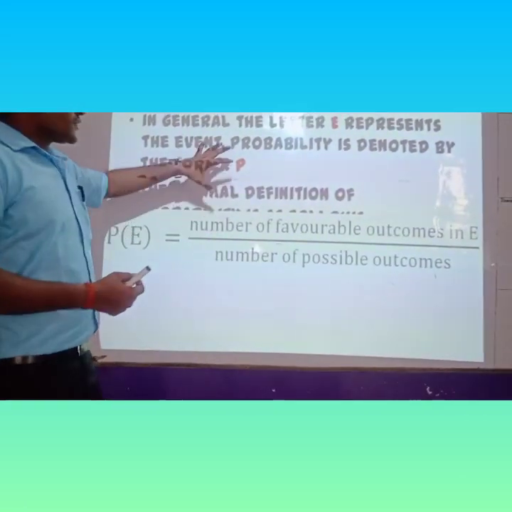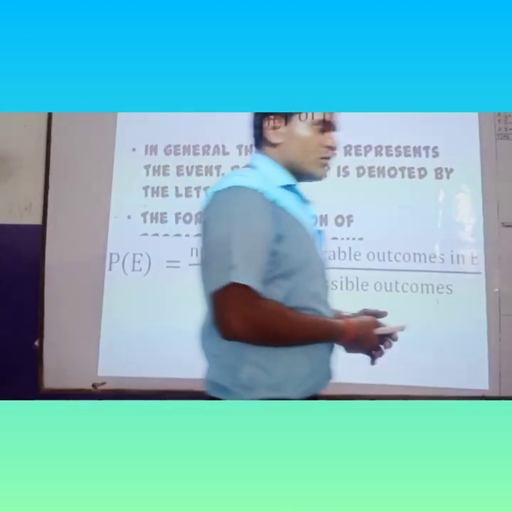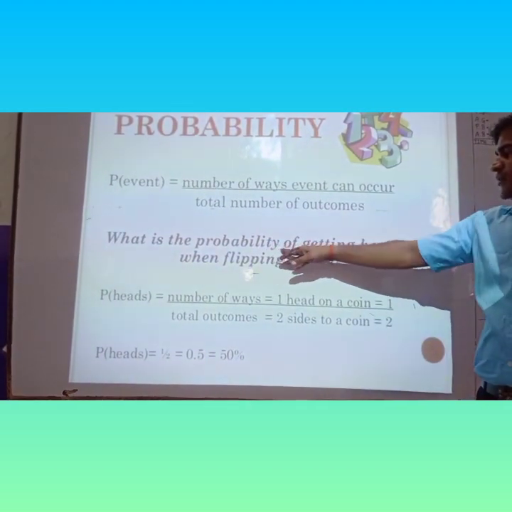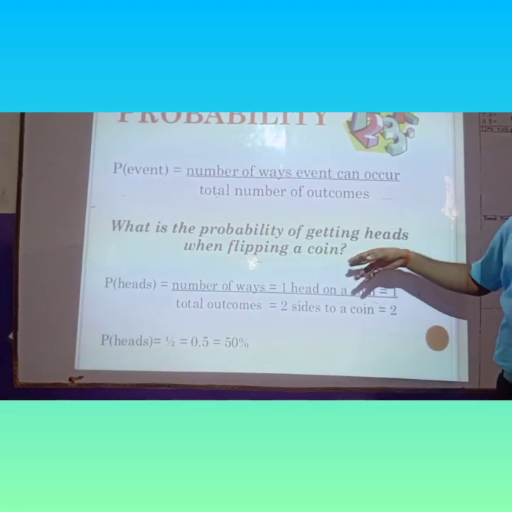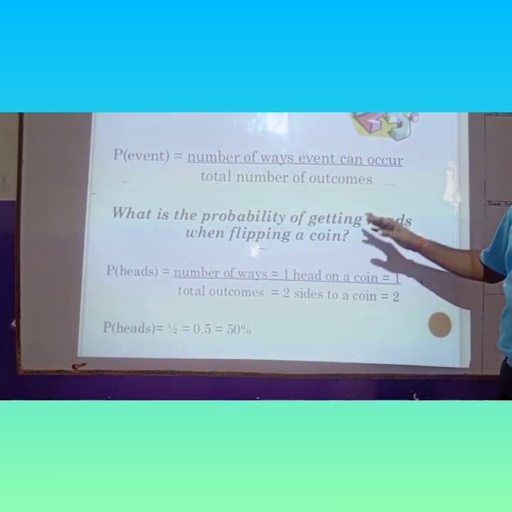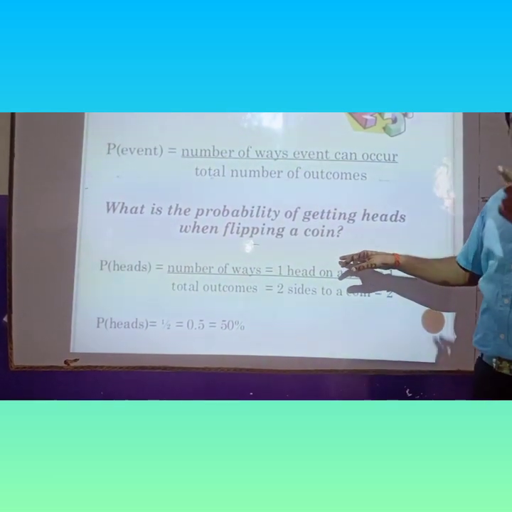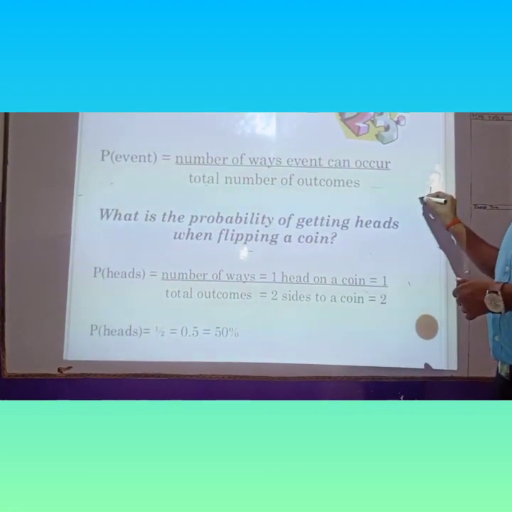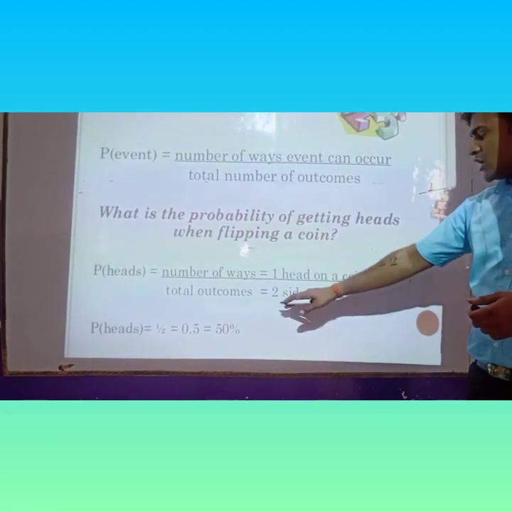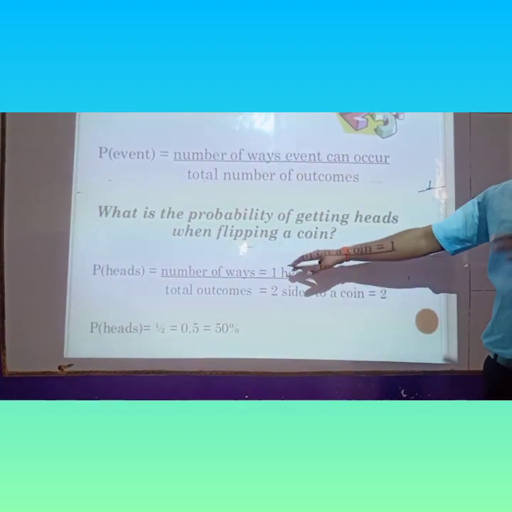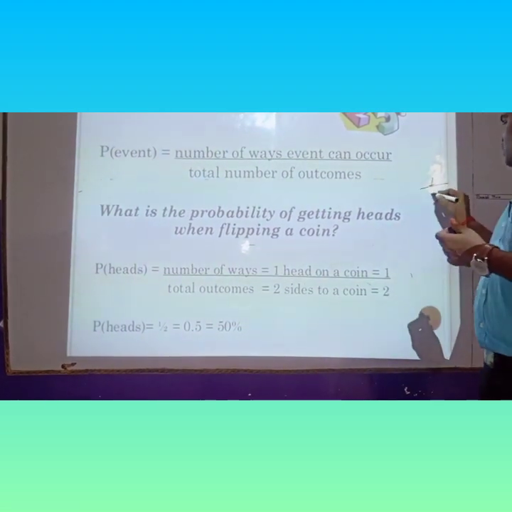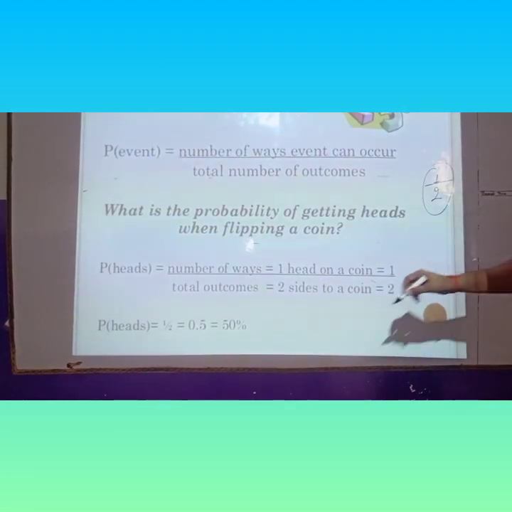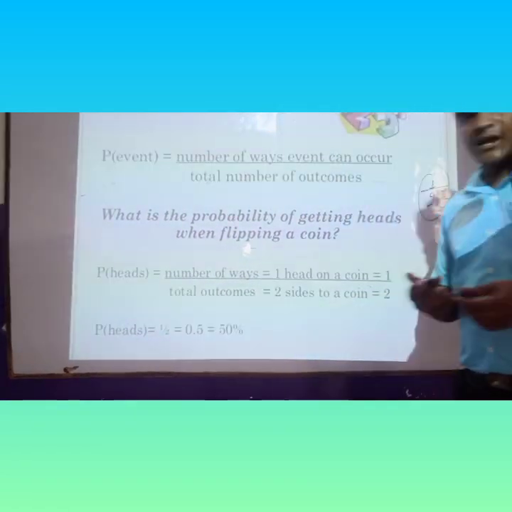Now we are going to practice some problems. What is the probability of getting heads when flipping a coin? So, the probability of getting heads. Children, the favorable outcome is 1 because on the coin there is only one head. The total possible outcomes are 2 because the coin has 2 sides. So the probability of getting heads when flipping a coin is 1 upon 2, or 0.5, or 50%.